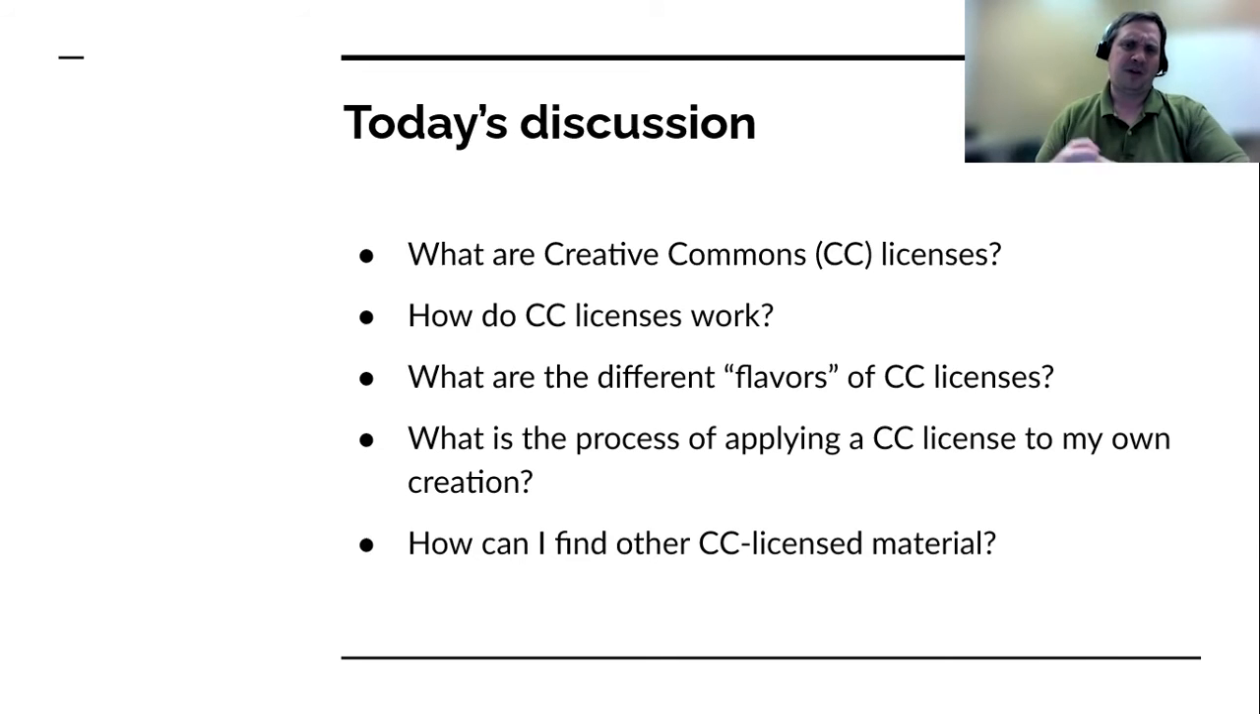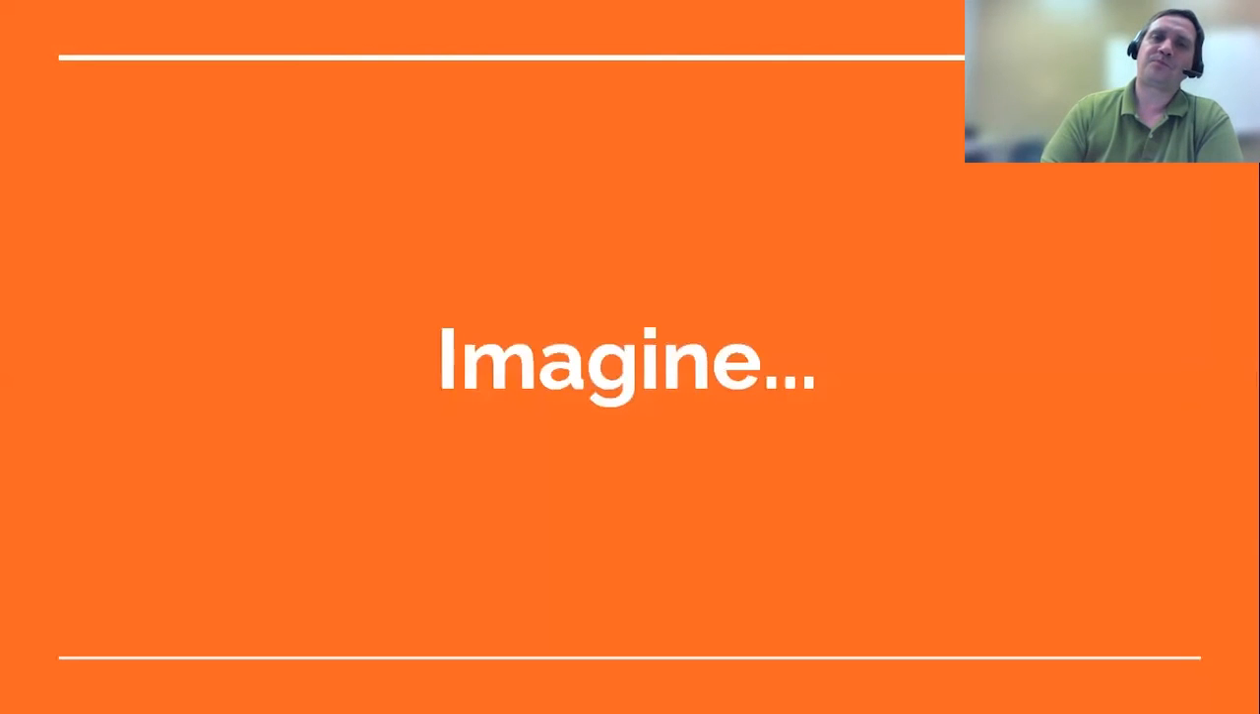I'm going to talk a little bit about what the process of applying a license to works involves. If you have something that you've created and you want to apply an open license so that other people can use it, what does that look like? What does that process entail? And then finally, how can you go about finding CC licensed material out in the wild? Hopefully we'll touch on all of those before the end of the hour, and if you have questions near the end, I can answer some of those as well.